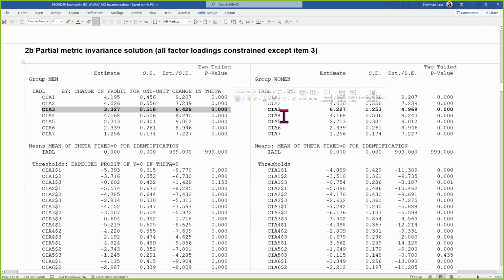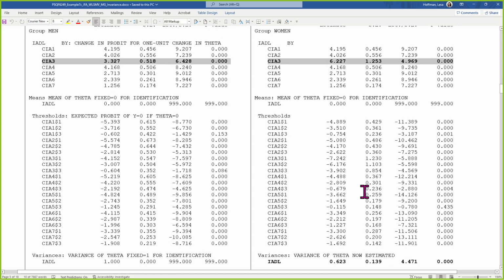The end result of item 3's loading being different across groups is right here. The loading is 3 something in the men and it's 6 something in the women. How would I describe that in words? I would say that comparing women with men, in women, this item is more related to the latent factor than in the other one. It's more discriminating, has a stronger slope, is more related.